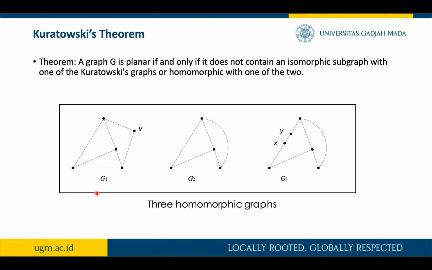Maybe we can review the meaning of homomorphic graphs. If we have here G1, then G2 here is homomorphic, because we can get G2 from G1 by only reducing the number of vertices. G3 is also homomorphic with G1 because we just add two vertices here. So these three graphs are homomorphic.